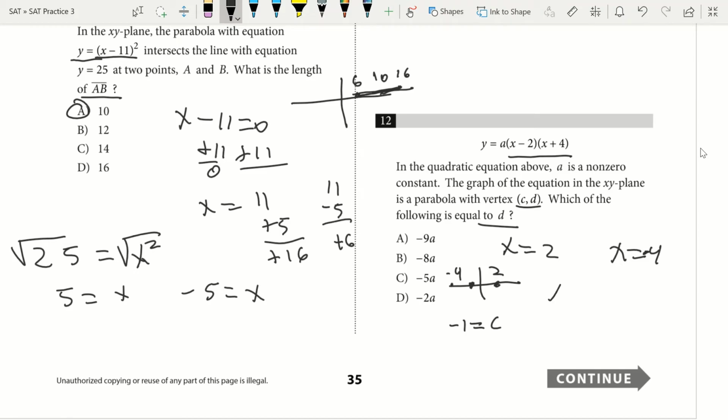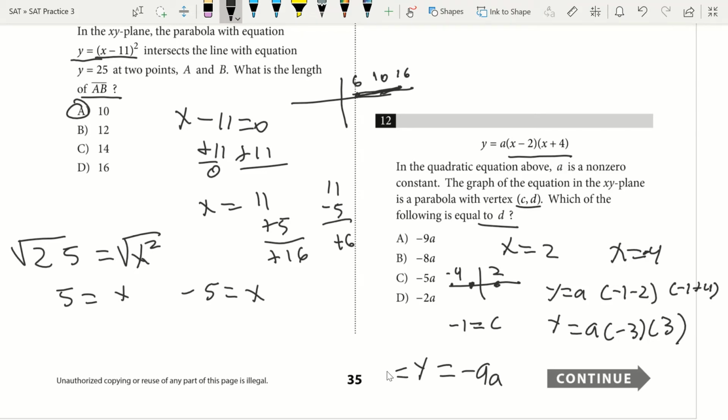Okay, so I have y equals a, and now I have x minus 2. We said our x is negative 1, so we have negative 1 minus 2 times negative 1 plus 4, which simplifies to y equals a times negative 3, because negative 1 minus 2 is negative 3, and then negative 1 plus 4 is 3. So we have y equals negative 3 times 3, which is negative 9 times a. And we know our y is equal to our d, right? So negative 9a equals d. That's what we're asked at the end of the question. What is equal to d? Negative 9a. So a is our answer.